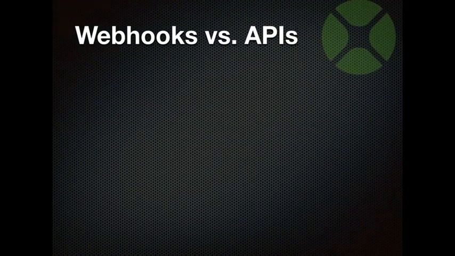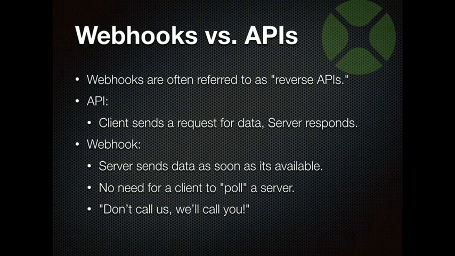Just to explain again how they're different, webhooks are often called reverse APIs because instead of a client pulling data from the server, the server says, here's some data that you need or that I think you want. With an API, the client sends requests for data to the server, and the server responds. With a webhook, the server sends data as soon as it's available. The benefit is that the client doesn't have to constantly ask the server, do you have anything for me? Do you have anything for me? It's a don't call us, we'll call you approach.